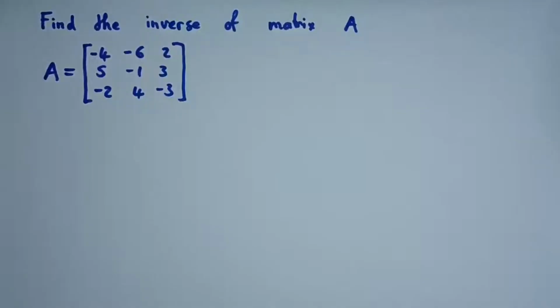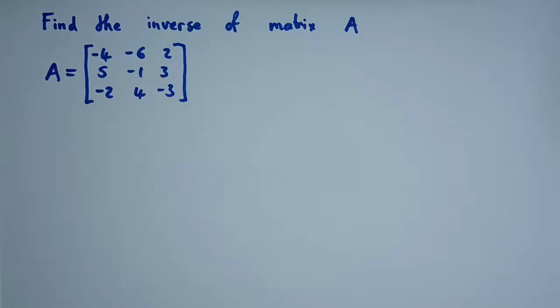Hi guys, and welcome to this video. So today we'll be looking at how to find the inverse of a 3 by 3 matrix using the cofactor method. So to use this method, there are a few things that you need to know. You need to know how to find the determinant of a 3 by 3. Also, you need to know how to transpose a matrix, because we'll be using those concepts in this procedure.